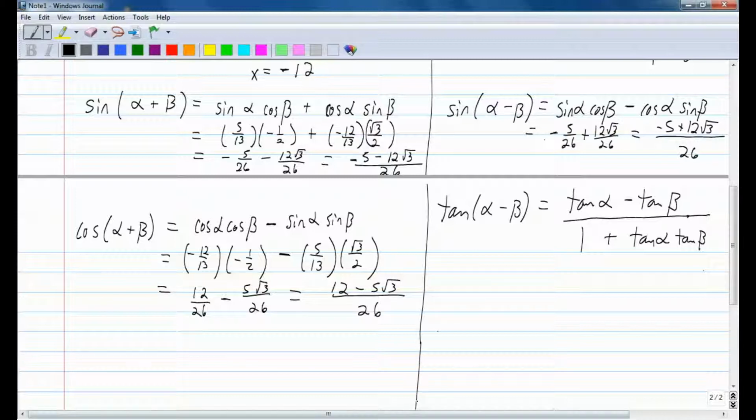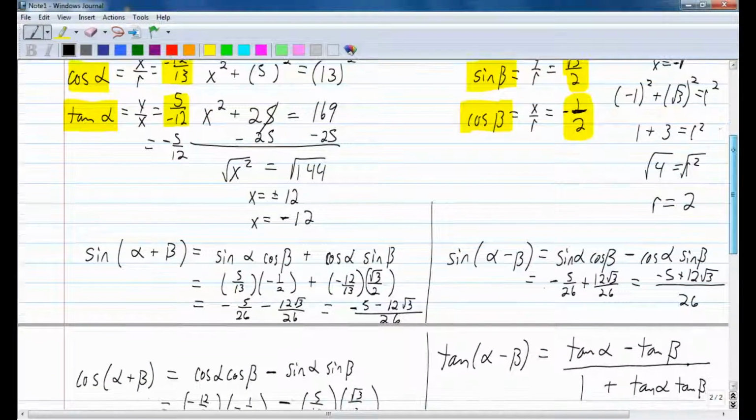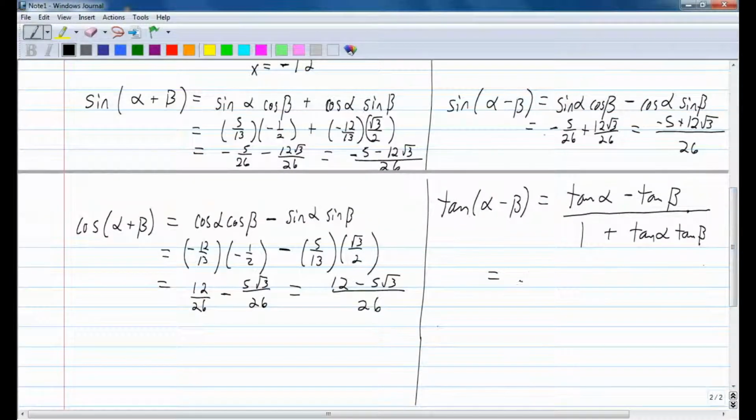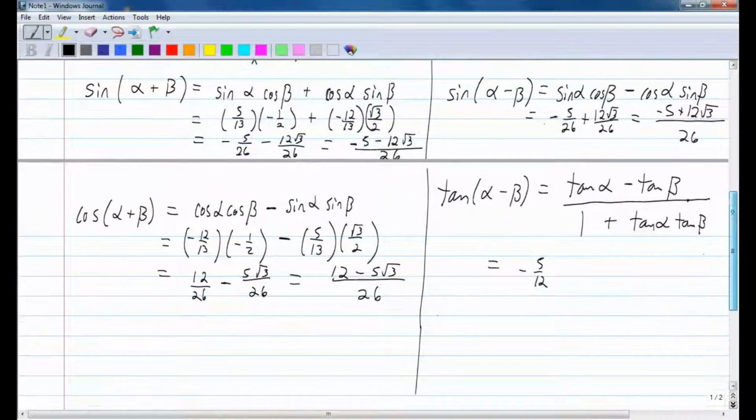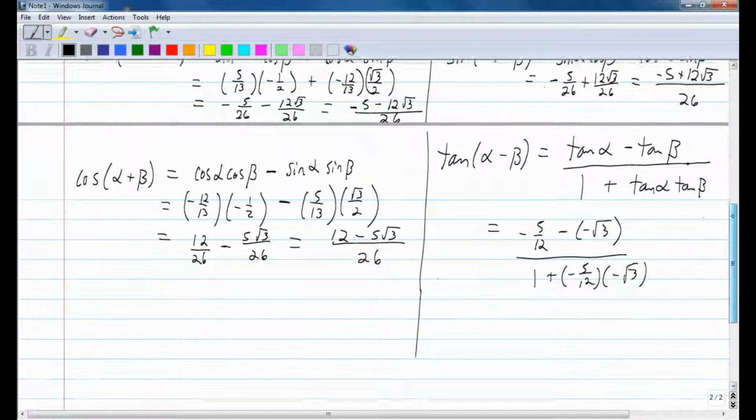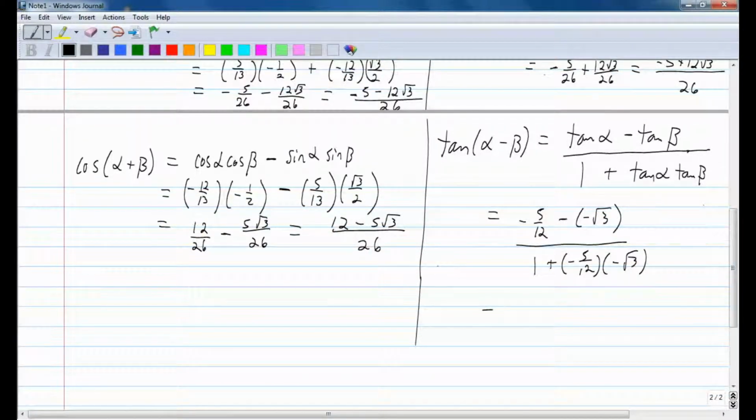Alright, so let's plug in our values. Let's see, tangent of alpha is negative 5 over 12. Tangent of beta is negative square root of 3, so it's minus negative square root of 3 over 1 plus, and then tangent of alpha is negative 5 over 12. Tangent of beta is negative square root of 3. Alright, so I'm going to clean up some of these positive and negative signs real quick, and then we'll decide what's the best way to write our answer.